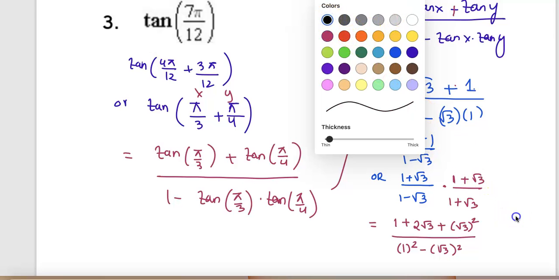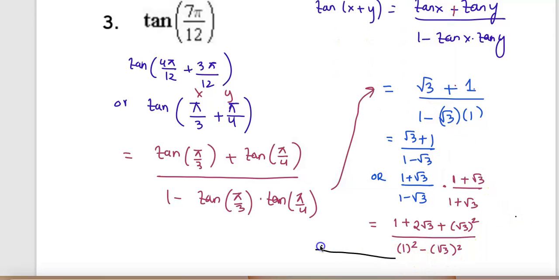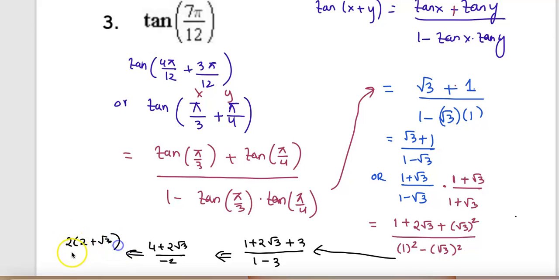So let me go to the next step. So it is your 1 plus 2 radical 3, and that's your 3, because radical 3 squared will be 3 over here, and that's your 1 minus 3. So my next step, this is my 4 plus 2 radical 3 divided by negative 2. So next, I can take 2 common over here, 2 plus radical 3 over negative 2 over here.